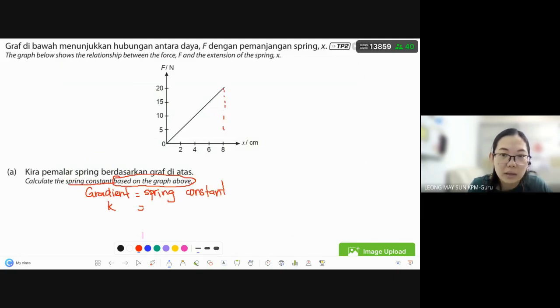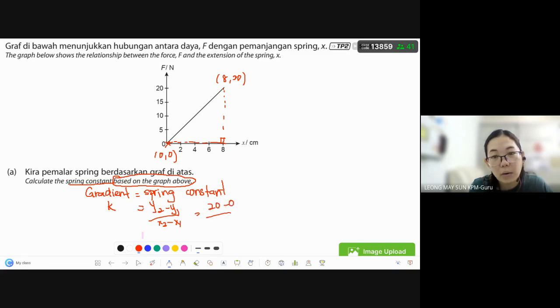So let's just say you take 20 and 80, draw your dotted line. Obviously use a straight line, use a ruler, and then your points are 0, 0, and also 8, 20. So use the formula y2 minus y1 over x2 minus x1, which is 20 minus 0 over 8 minus 0, equals 20 divided by 8, 2.5. Now look at the unit.